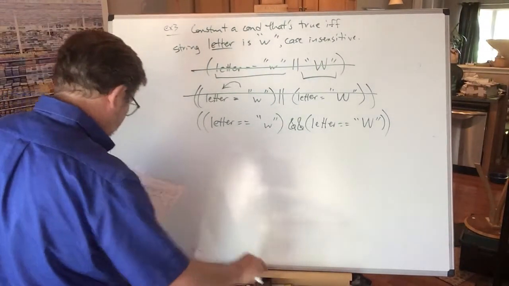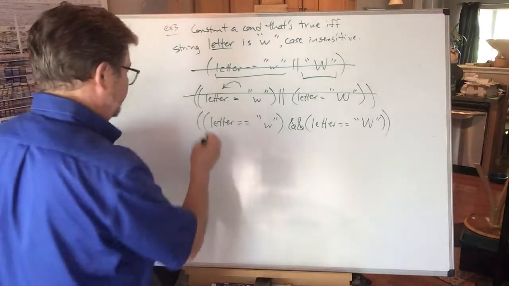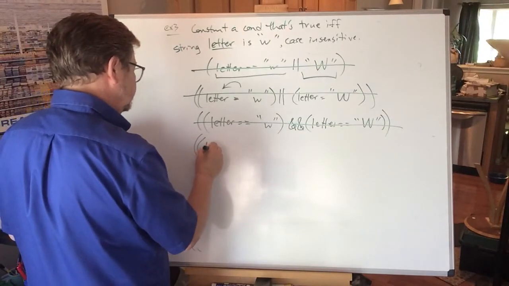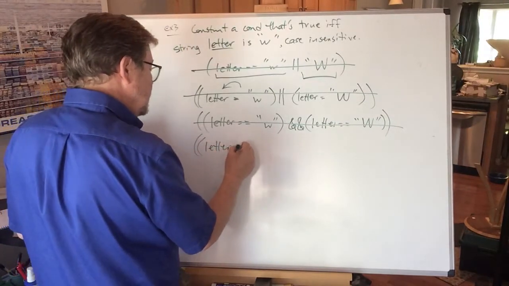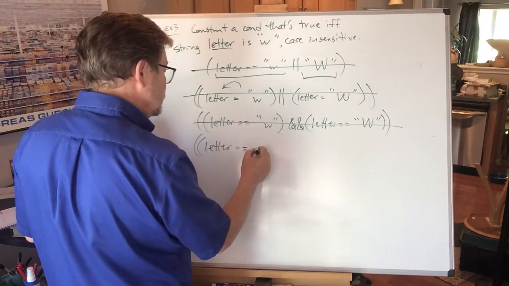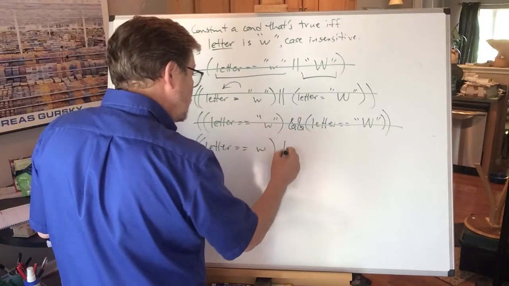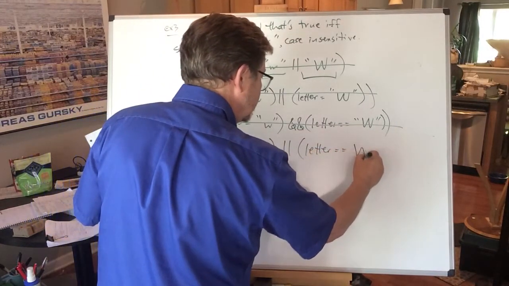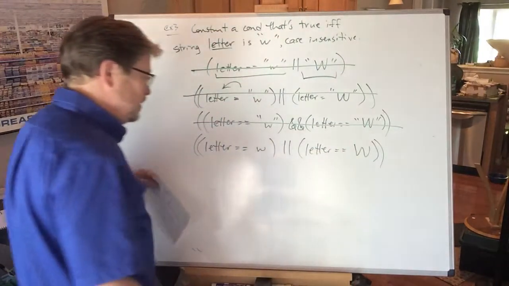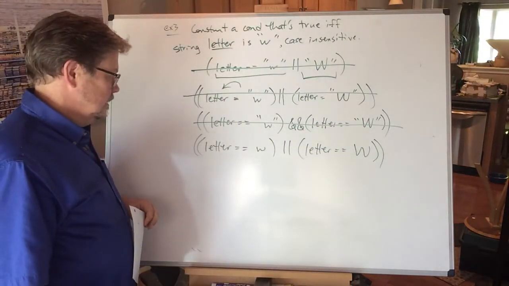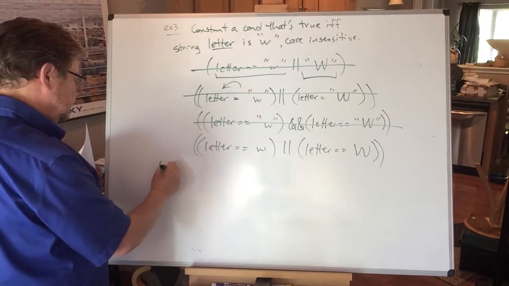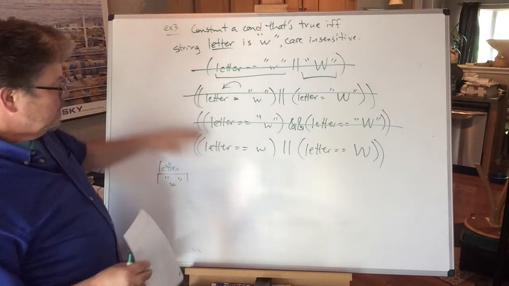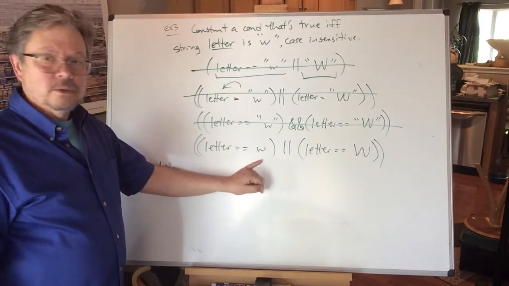Oh. I won't even speak, I'll just write it and then read it back. You're getting so sick of this, I can tell. No, I'll read it. Letter double equals lowercase w, or letter double equals uppercase w. Finally, mercifully, for crying out loud. So here's letter. Let's say it is lowercase w. Comes merrily along. Letter equals, double equals, lowercase w.